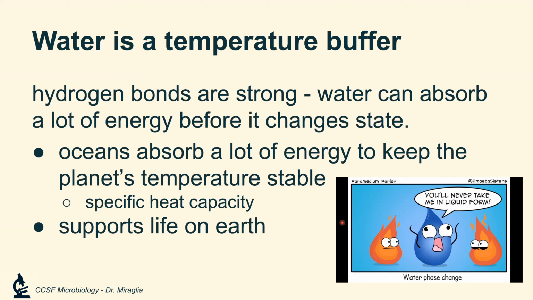So this characteristic is called the specific heat capacity in chemistry. And this actually is really important to life on Earth because it means that water molecules in the oceans, which cover a tremendous portion of our planet, the oceans themselves can absorb a tremendous amount of heat, and they can release a tremendous amount of heat to keep the planet's overall temperature fairly stable. So the water on our planet acts as a big temperature buffer.